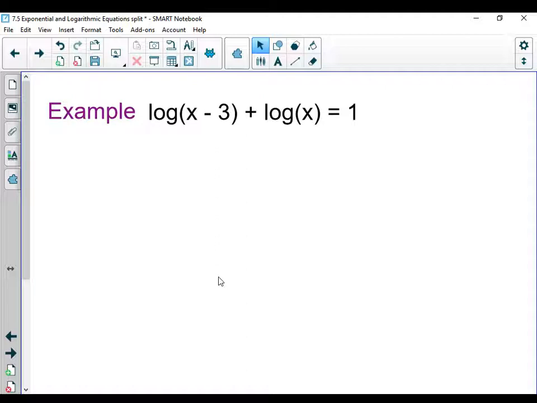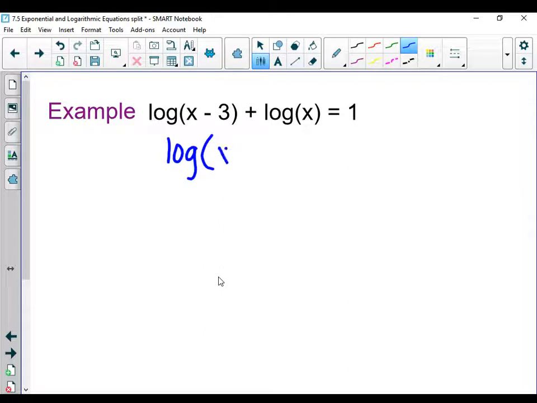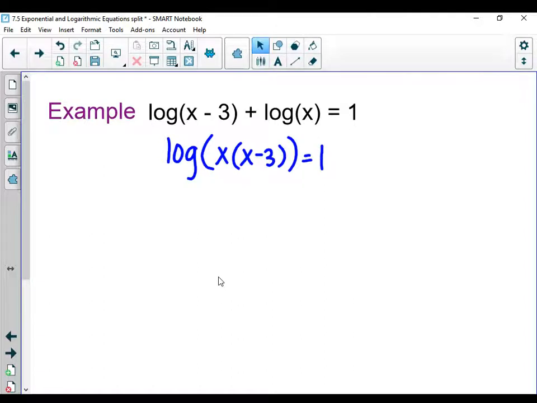Now I have 2 logarithms, which is fine. We learned some properties yesterday that allow me to make that into 1 logarithm. So if I'm adding in between 2 logarithms with the same base, what do I do? Multiply. Okay. Go ahead and solve for x.